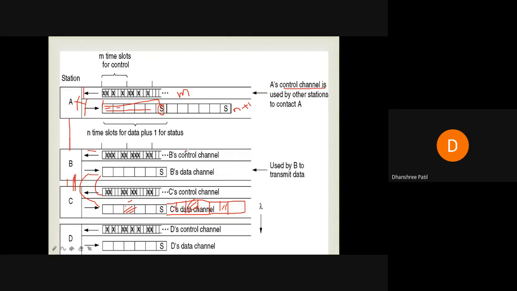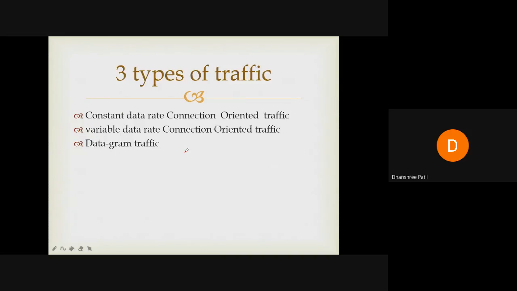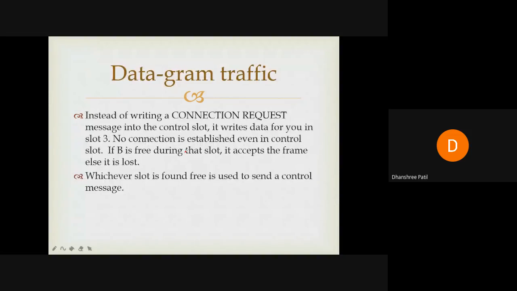It does not communicate with the control channel, the data is sent directly to the data channel. So that is nothing but the datagram traffic. So obviously if it is free, then it will accept and transmit the frame, otherwise discard. Okay, so these are the three services which are used in a wavelength division multiple access protocol.